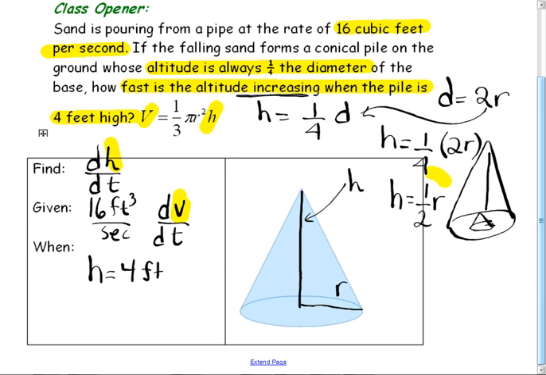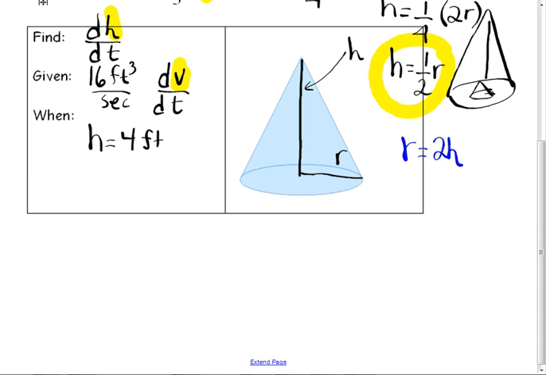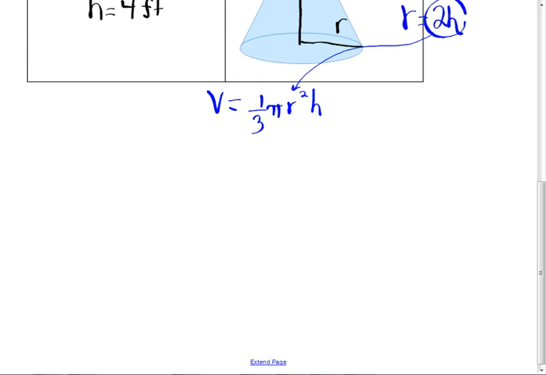Well, I have this. H equals 1/2 of R. So what's R equal to? 2H. And now, that's to me when it gets the easy part. So I'm going to rewrite my volume formula because I know what it is. It's 1/3 pi r squared h. And I'm going to put this r right in there for that r. I have not done any derivatives. I'm just getting the volume in terms of the height.